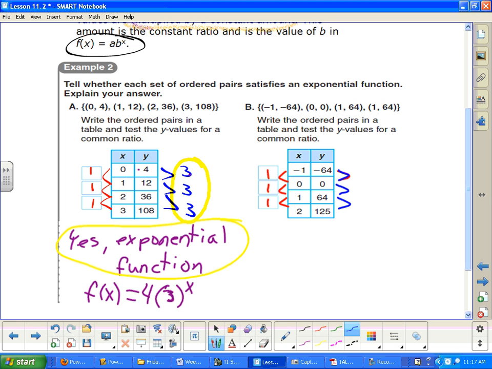So we get 0 divided by negative 64. What's that equal to? 0. Okay. Then we have 64 divided by 0. What's that equal to? That is undefined, exactly. Okay, good job. And so if the first one is 0 and the second one is undefined, can it be an exponential function? All right. So this is no, it's not exponential.